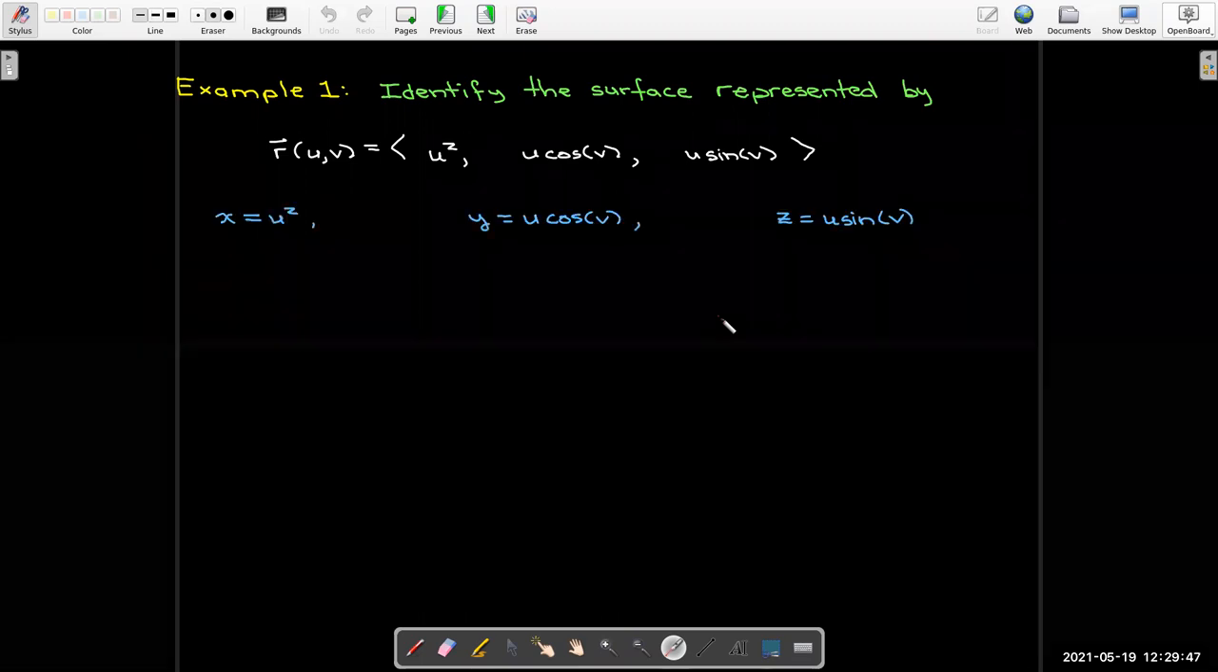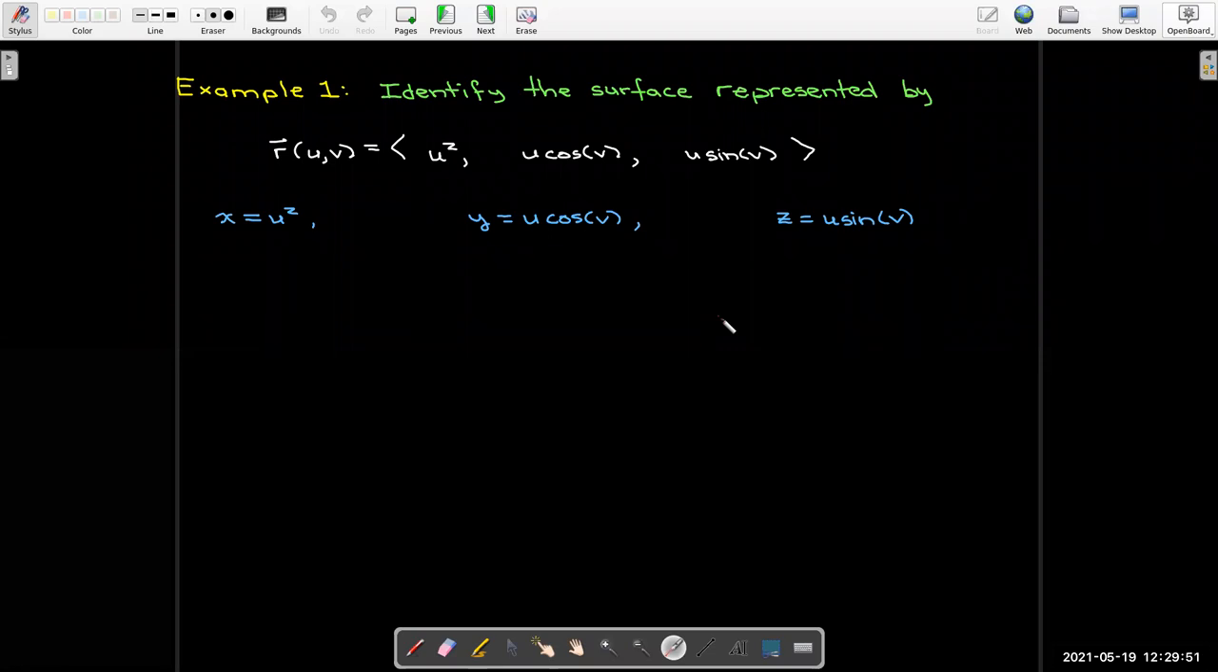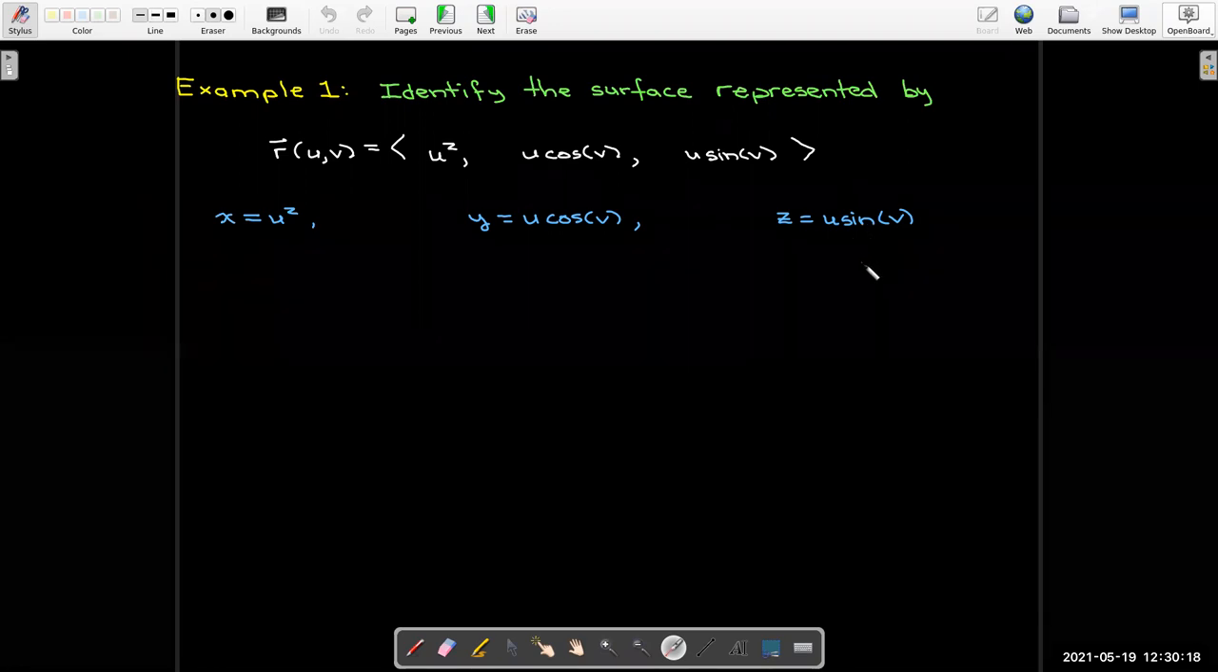Our x component is just u squared. The y component is u times cosine of v. And the z component is u times sine of v. So whenever I see sines and cosines, one thing that I always want to look at is, can I take advantage of my Pythagorean identity? In other words, the fact that cosine squared v plus sine squared v equals 1.